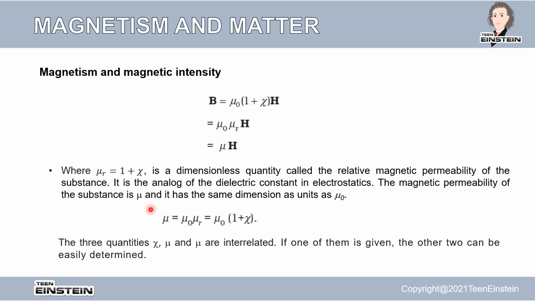It's the analog of the dielectric constant in electrostatics, where if you remember, we have epsilon, the dielectric constant. It is similar to that. This is the magnetic permeability of the substance, which is mu. So mu equals mu 0 times mu R. We know that mu R is 1 plus chi. So the product mu 0 and mu R we can define as mu, which is nothing but the magnetic permeability of a particular substance. The three quantities chi, mu and mu R are interrelated. If one of them is given, the other two can be easily determined.